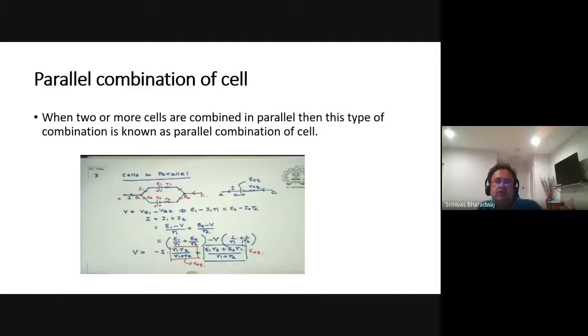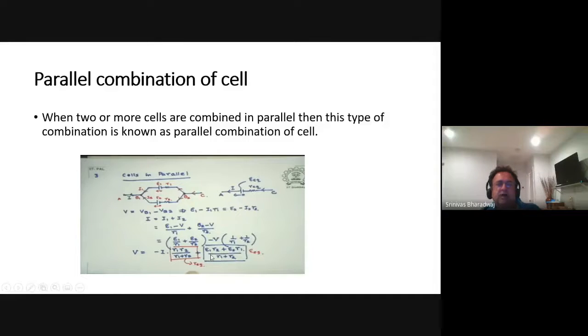Now, when you have two voltages in parallel, it's a little bit trickier. What is the effective resistance of this circuit? It is 1 by R1 plus 1 by R2 is the effective REQ. Okay. And the EEQ, so this is the effective REQ, right?